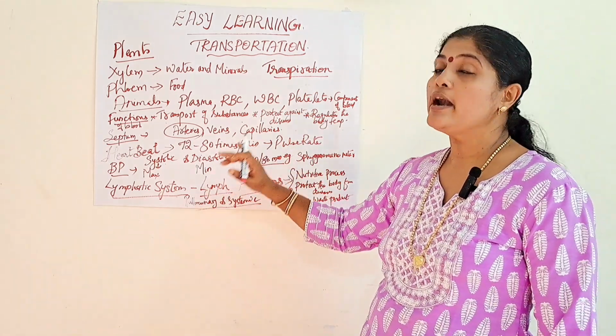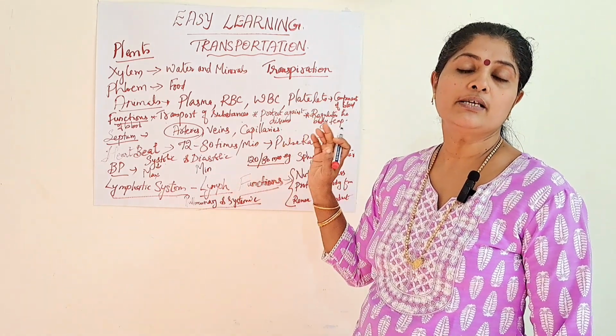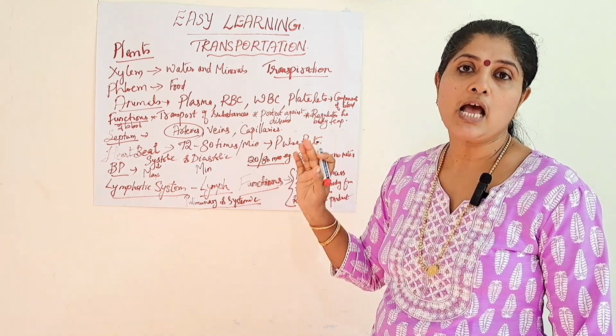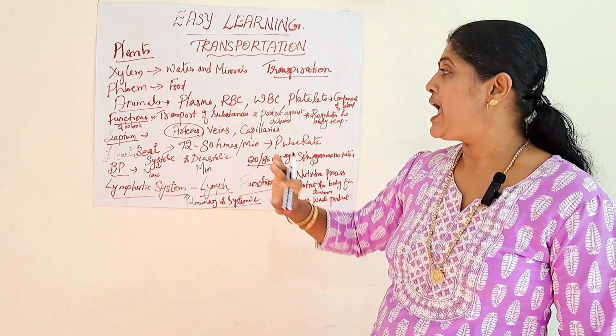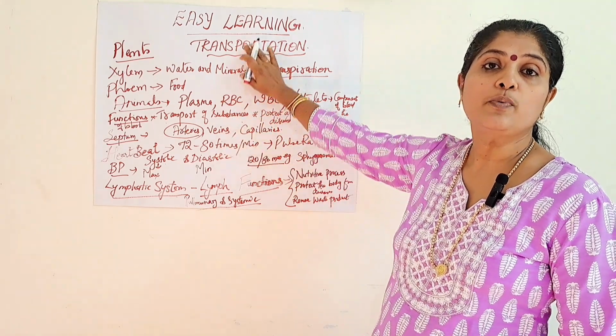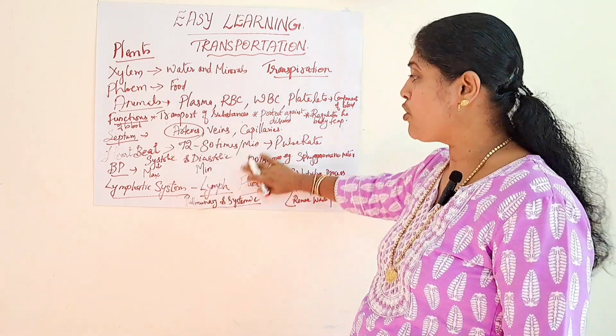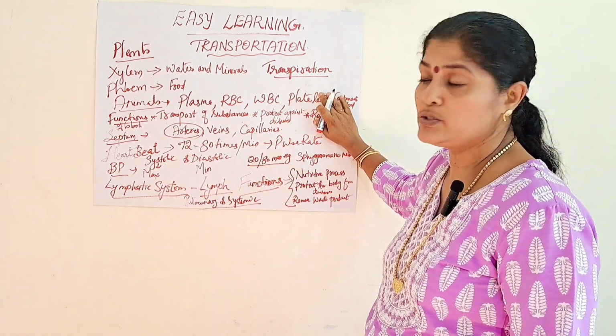But here, regarding why the human circulatory system is known as the double circulatory system, that is a very, very important question which is frequently asked in the board exam. So, already I have covered all the important areas in this particular life process, that is transportation. And here, once again, I will just recall what I have told today in this video.